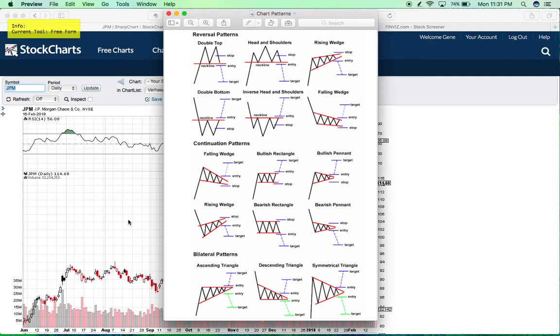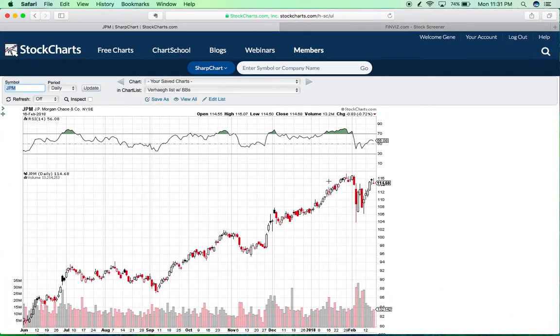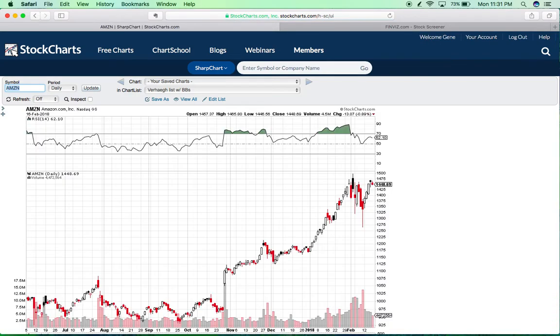So that is JP Morgan. Hide this thing, get back to here, and let's go to Amazon. Amazon has an ascending triangle chart pattern right around here. Get the marker back up and running. Whoops, I think I hit the wrong button there.